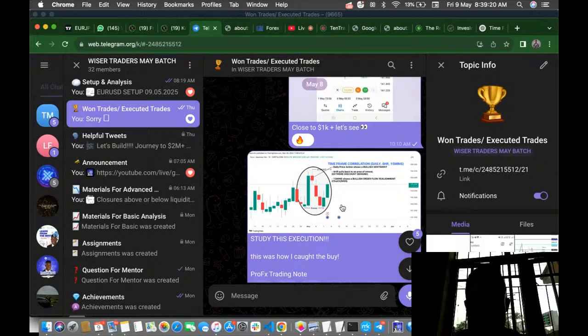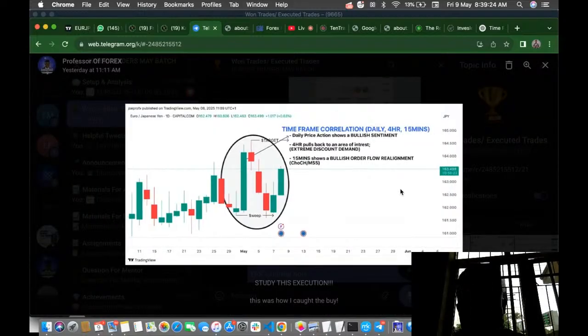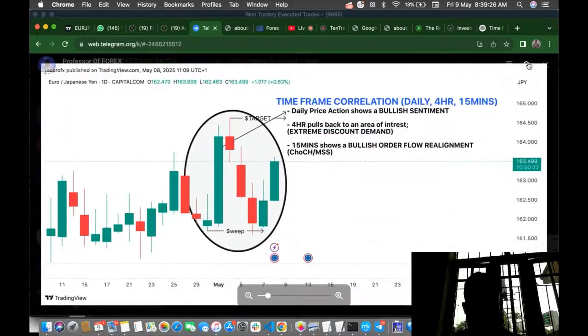Okay, fine. Can you see this? I said study this execution. If you can see this, type and I can see it. If you can see this clearly, type and I can see it.